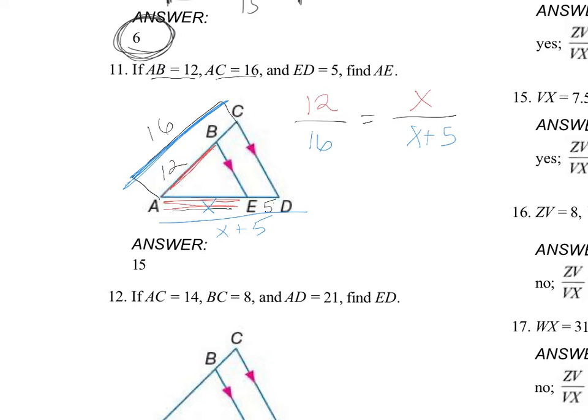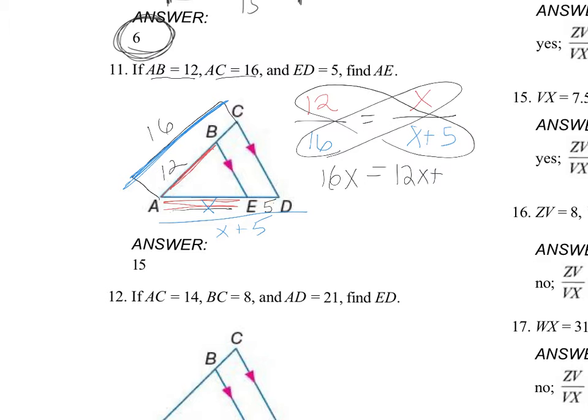And so then we're going to cross multiply. That's going to give us 16x equals, cross multiply and distributive property here, so 12x plus 60. Subtract the 12x, that gives us 4x equals 60, and x will equal 15, which is our answer.